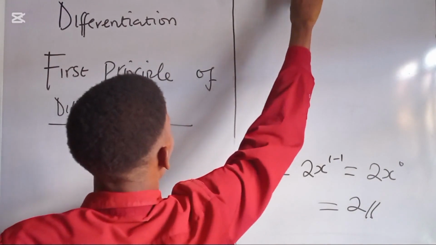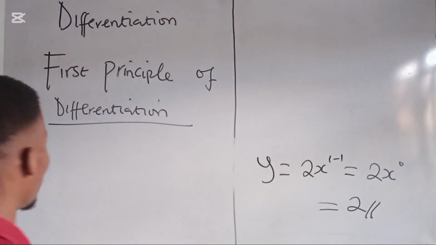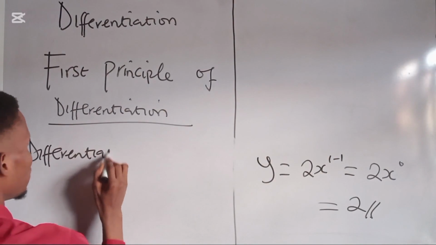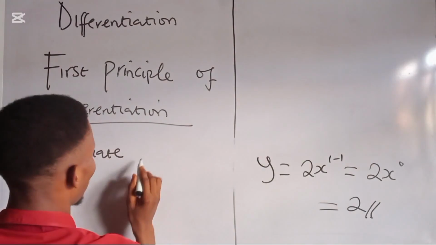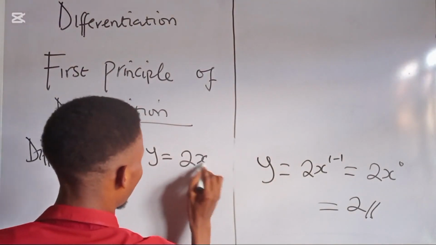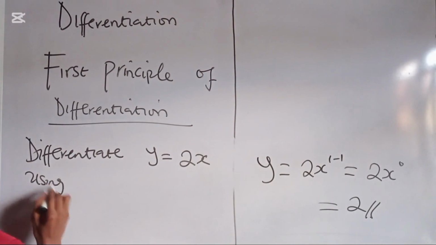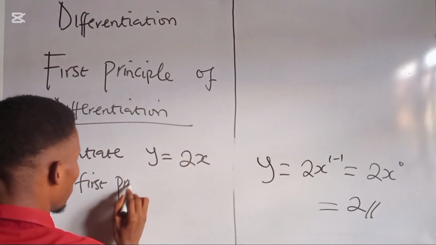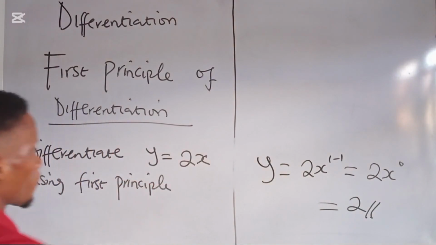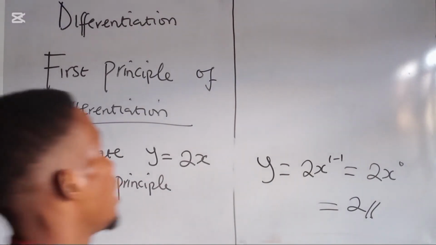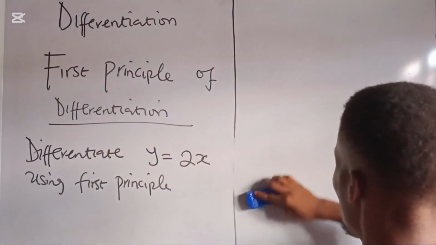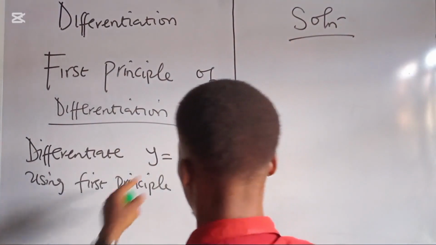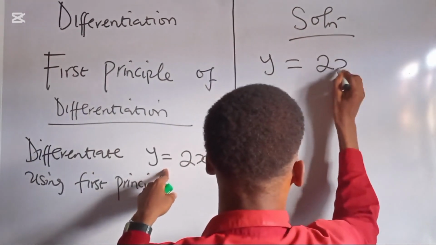Okay. We're given this: differentiate y equals 2x using first principle. So this is the equation. So now what we'll do is we can now see the solution. We're given y equals 2x.